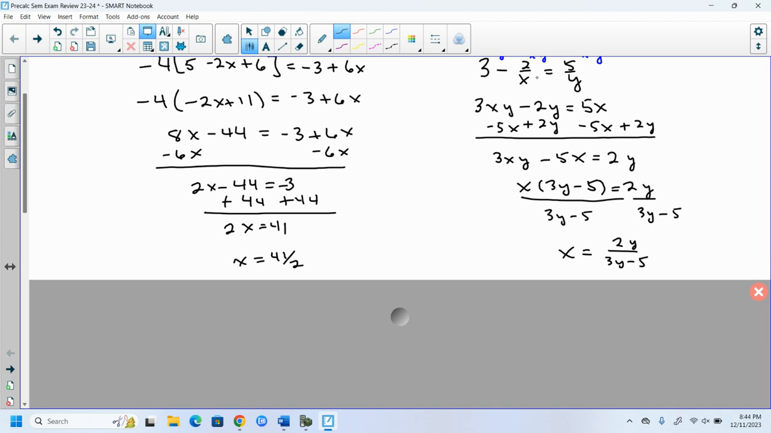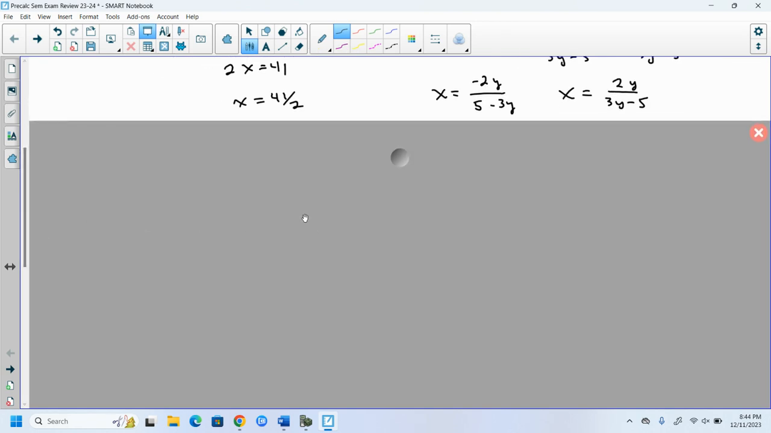Now, if you moved the 3xy to the other side, everything will be the opposite sign. It is equivalent and it is fine, but it will be -2y, and you'll probably have 5 minus 3y, but those will be equivalent. Either one is fine. Okay, so that's number 2.